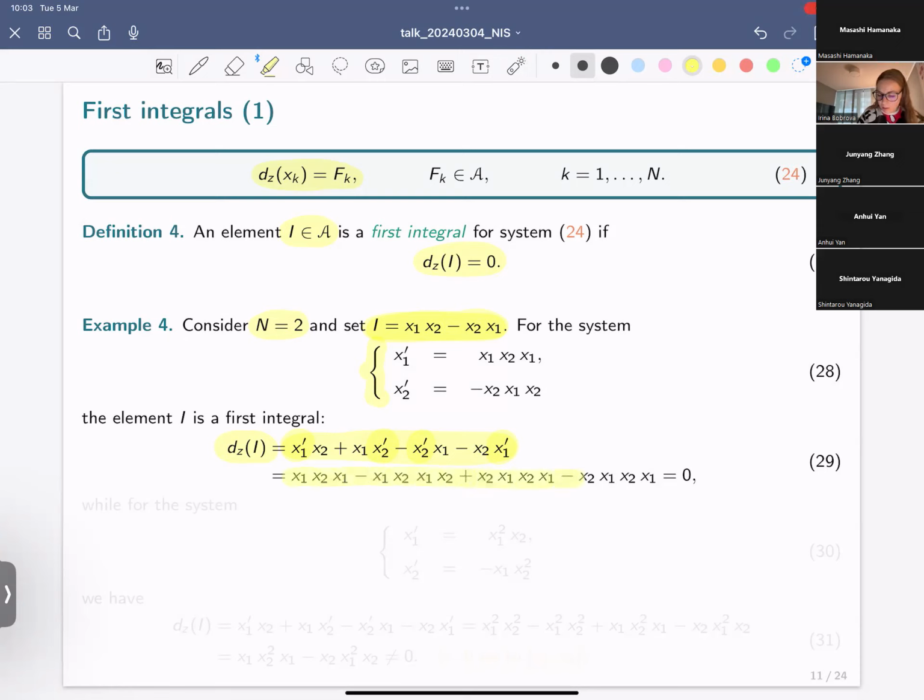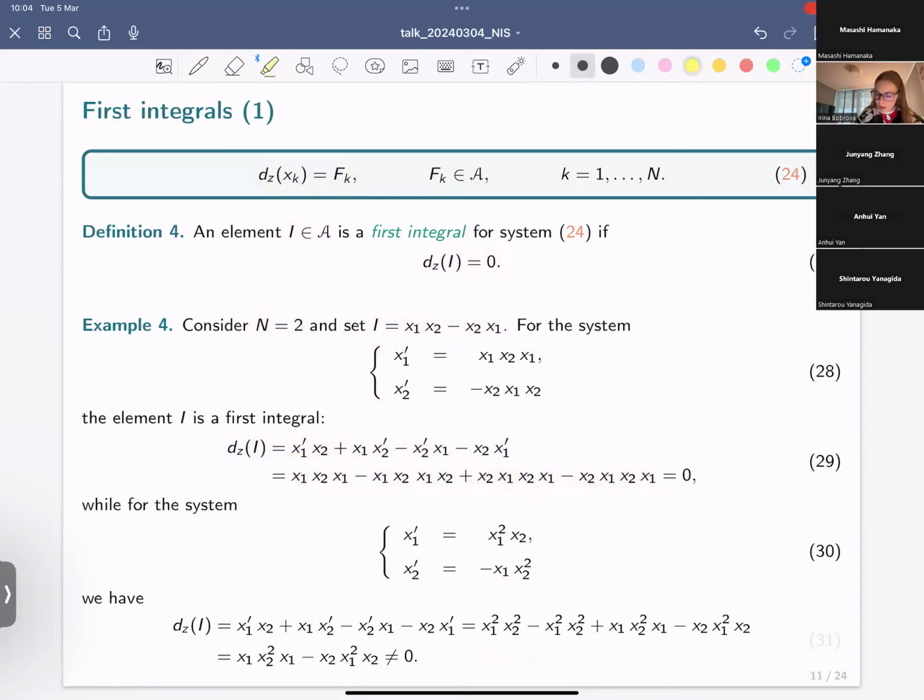And then we obtain this huge, but sorry, there is some mistake. I need to correct it, but later. Yes, and after some corrections, we obtain that this expression is just equal to 0. Sorry, it's simple. Here I forgot to put x2. Now it's clear that this expression is equal to 0. But if we consider another system, system 13, and if we take a derivation of this element I and verify whether it is a first integral for this system or not, what do we have here?